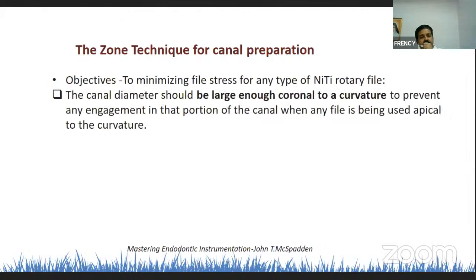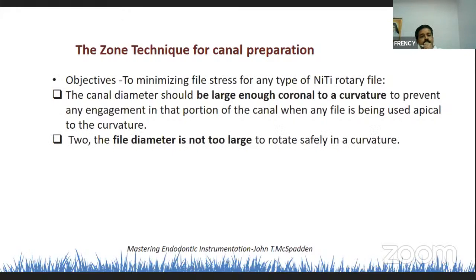The idea is that the canal diameter should be large enough coronal to the curvature. In the coronal part, the instrument should not have any resistance, and the file diameter should not be large enough to rotate safely in the curvature. This was the idea of the zone technique.